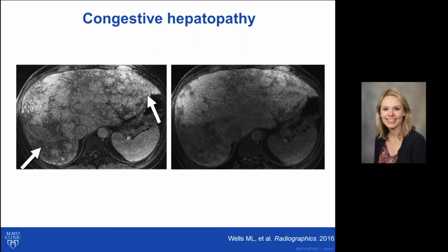Seen here are contrast-enhanced T1-weighted MRI images depicting the heterogeneous enhancement of the liver parenchyma, which is characteristic of congestive hepatopathy. The panel on the left was obtained in the portal venous phase, while the panel on the right was obtained with a 3-minute delay.